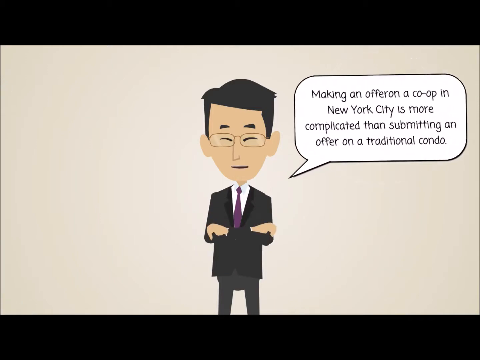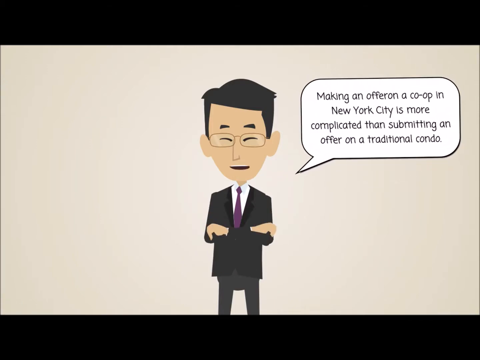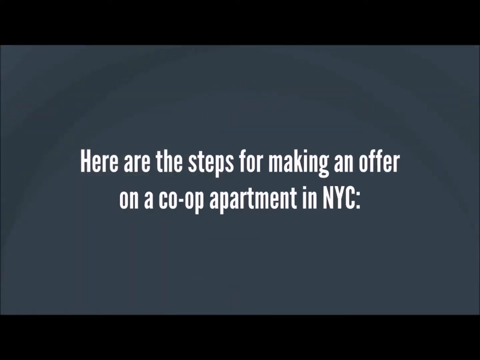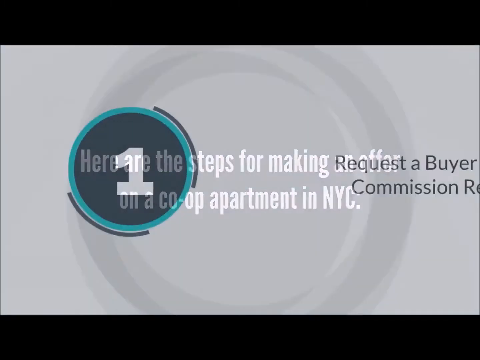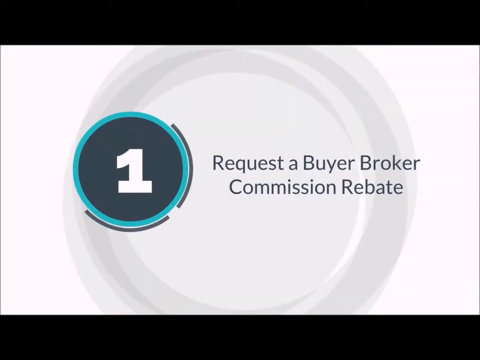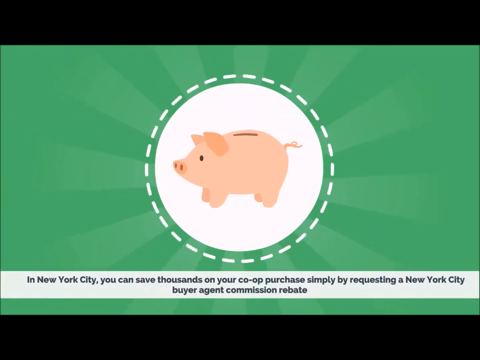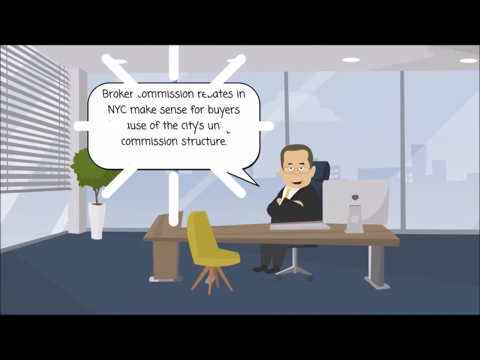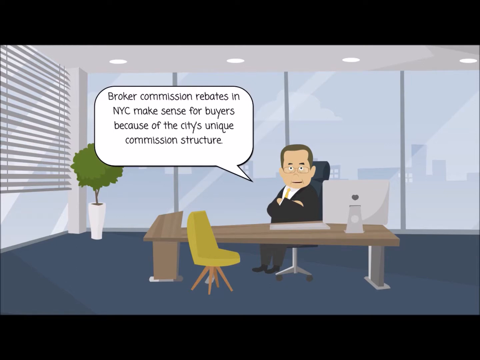Making an offer on a co-op in New York City is more complicated than submitting an offer on a traditional condo. Here are the steps for making an offer on a co-op apartment in New York City. Step 1. Request a buyer-broker commission rebate. In New York City, you can save thousands on your co-op purchase simply by requesting a New York City buyer-agent commission rebate. Broker commission rebates in New York City make sense for buyers because of the city's unique commission structure.